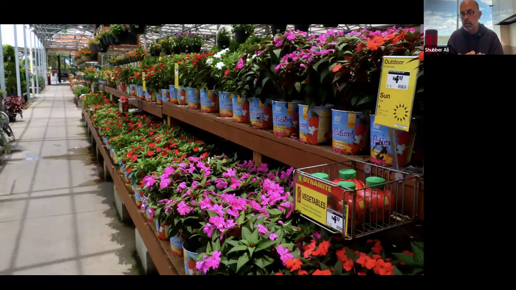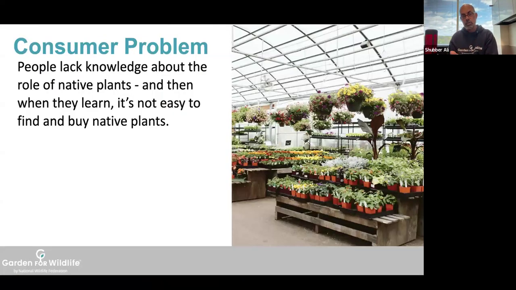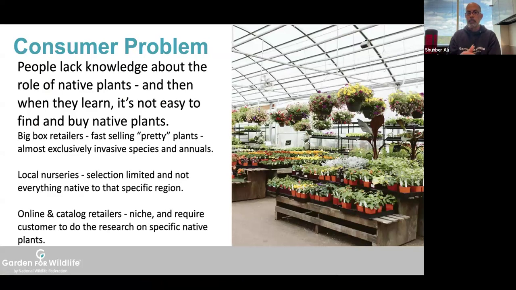Because then I started looking for native plants and finding it was difficult to find places where you can actually get them. Sometimes you're lucky and there's a nursery nearby, but oftentimes there's not. So for consumers, the problem becomes, I don't know about native plants, and when I do learn about it, they're not easy to find and buy. The big box retailers are selling these fast, pretty plants, and they're almost exclusively invasive species. Local nurseries oftentimes have limited selection of native plants.